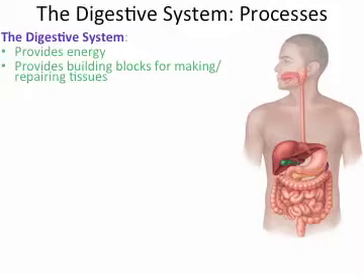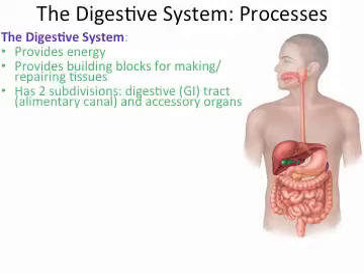The digestive system provides building blocks for making and repairing tissues. So when you eat protein, you digest the protein into the smallest form of protein, which is an amino acid. Then you can use those amino acids to repair your tissues. There's two subdivisions of the digestive system. That's the GI tract, aka the alimentary canal, and the accessory organs like the liver and the pancreas.